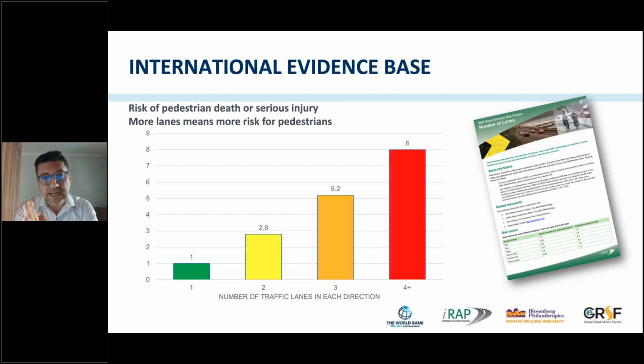When you have 3 traffic lanes, or when you have more than 4 traffic lanes, the risk is going to be much higher than when you have just one. As a matter of fact, for iRAP, having more than 4 lanes for a pedestrian to cross the street is going to be 8 times more risky than just having one traffic lane. Therefore, for iRAP, every attribute that is on the infrastructure has a risk factor that we need to take into account when we do the analysis. Next one.